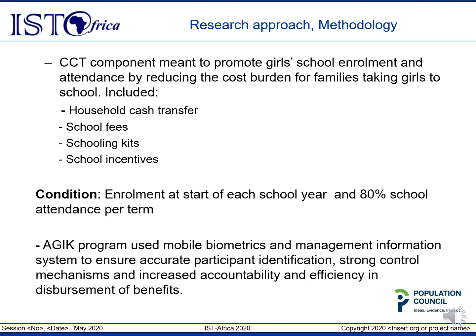All these benefits were pegged on a condition, and the condition was that at the beginning of every school year, you must have been enrolled in school, and for subsequent terms, you must have attended at least 80% per term of the school time. So we used mobile biometrics and management information system to ensure that there was accurate participant identification, there was strong control mechanism, and increased accountability and efficiency in the disbursement of benefits.